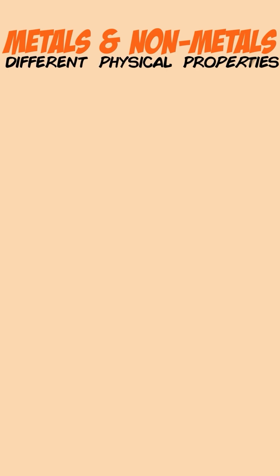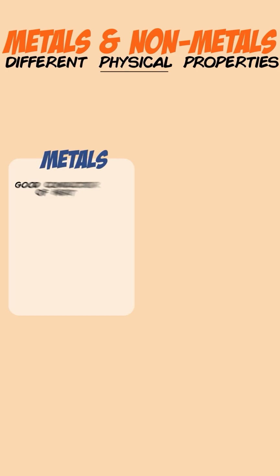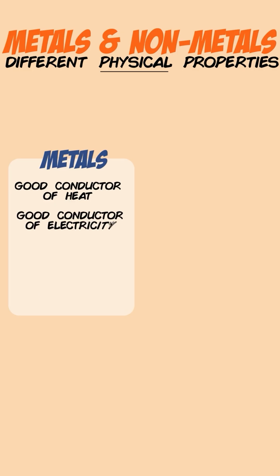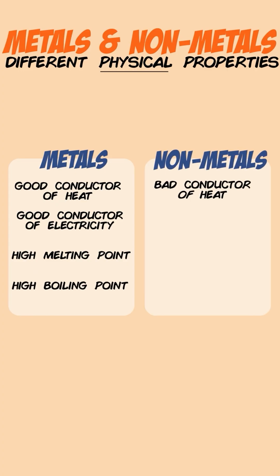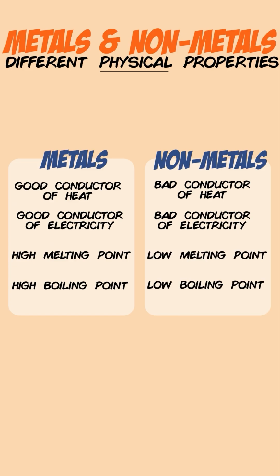Another difference between metals and non-metals are their physical properties. Metals are generally really good conductors of heat and electricity, and they have high melting and boiling points, whereas non-metals do not conduct electricity and heat very well and have low melting and boiling points.